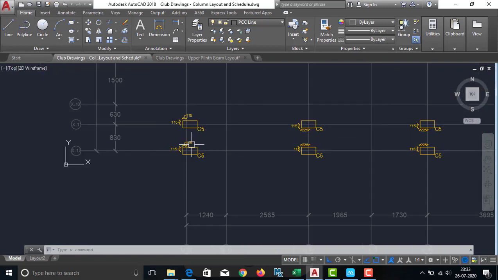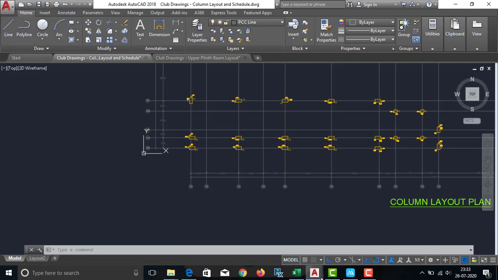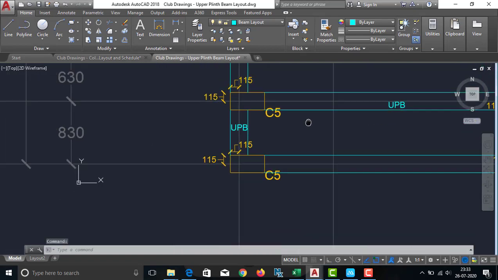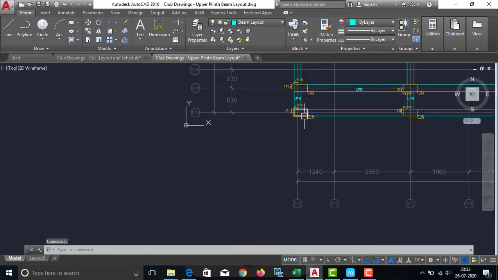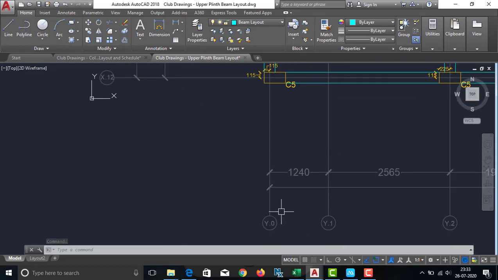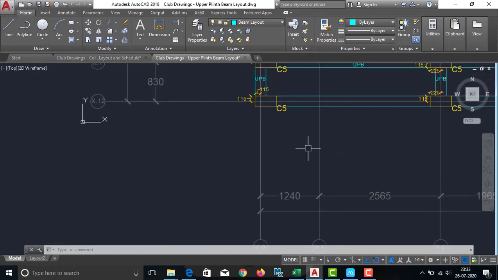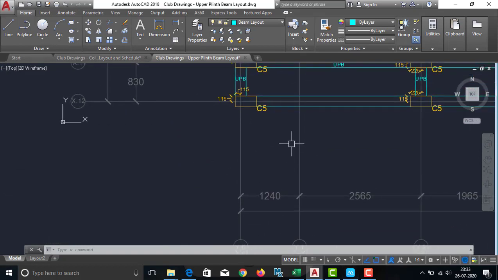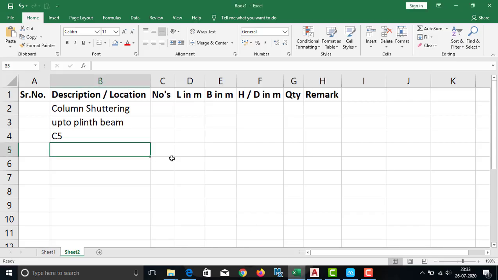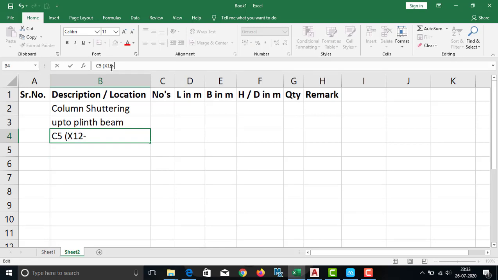It is X12, sorry, here it is X12 and Y0. X12 and Y0 are intersecting. So mention the location also here, so that the one who is going to check your bill will not get confused.